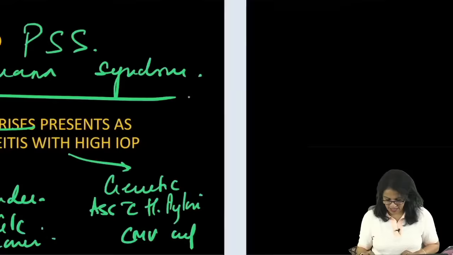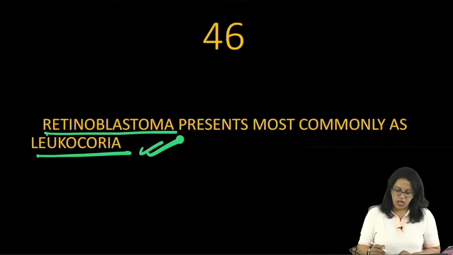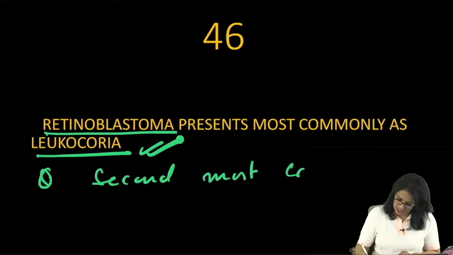Retinoblastoma presents most commonly as, we all know, leukocoria. What is the second most common presentation? We will not forget, the second most common presentation is strabismus or squint.